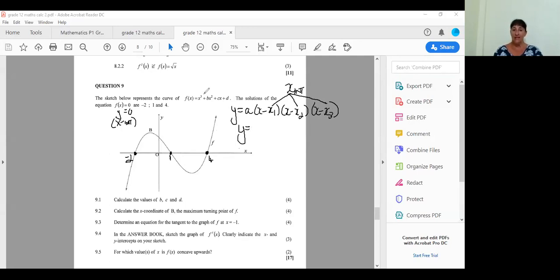Now, in this case, you can see that the a is 1. There's a 1 in front of the x cubed. So you do not have an a that is anything else. It is a 1, so you can ignore it. And it is x minus -2, x minus 1, and x minus 4.